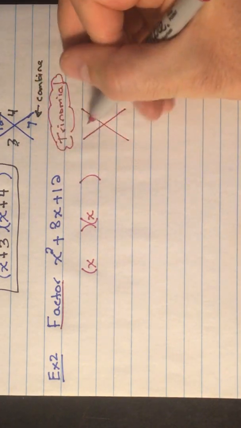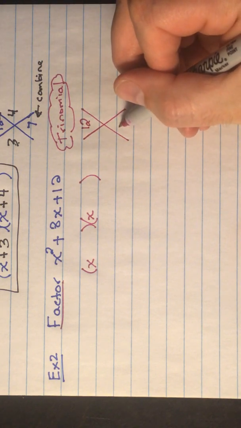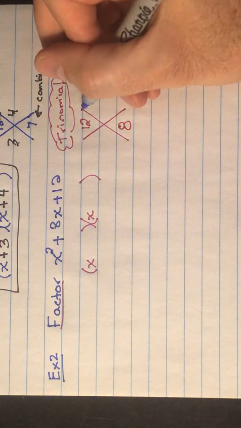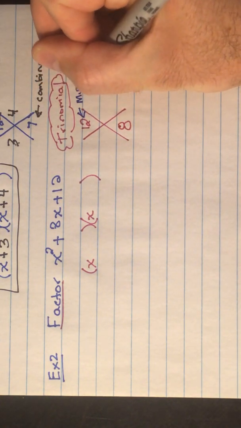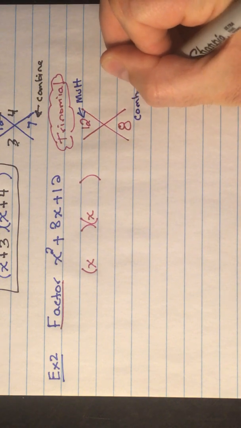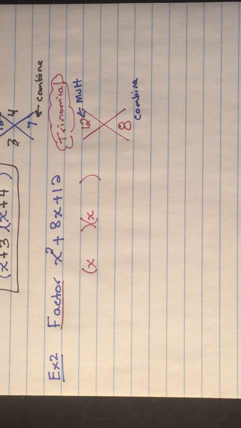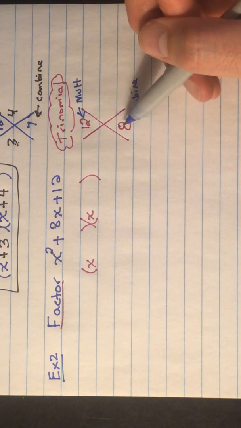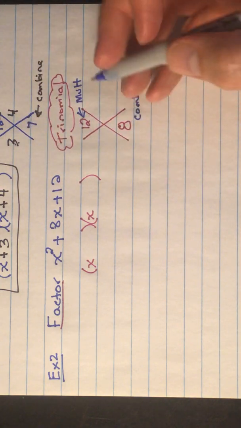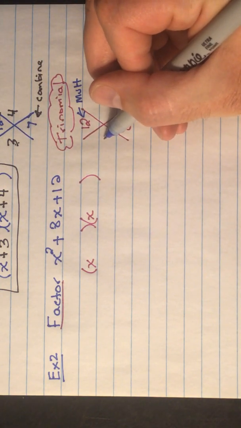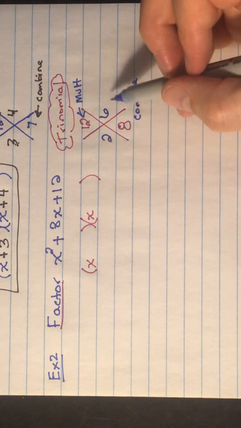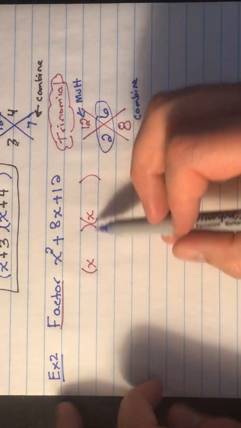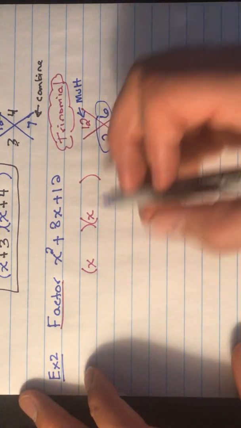And again, I put the last number on top and I put the bottom number on the bottom. And so I have 12 and 8. I'm thinking that the numbers have to multiply to 12 and combine through adding or subtracting to 8. Thinking of numbers that multiply to 12, 1 times 12 wouldn't add to 8. We've already tried 3 and 4, that adds to 7. So let's try the other numbers that multiply to 12, 2 and 6. 2 times 6 is 12, 2 plus 6 is 8. And so I know that the numbers I'm going to need to put in here are positive 2 and positive 6.